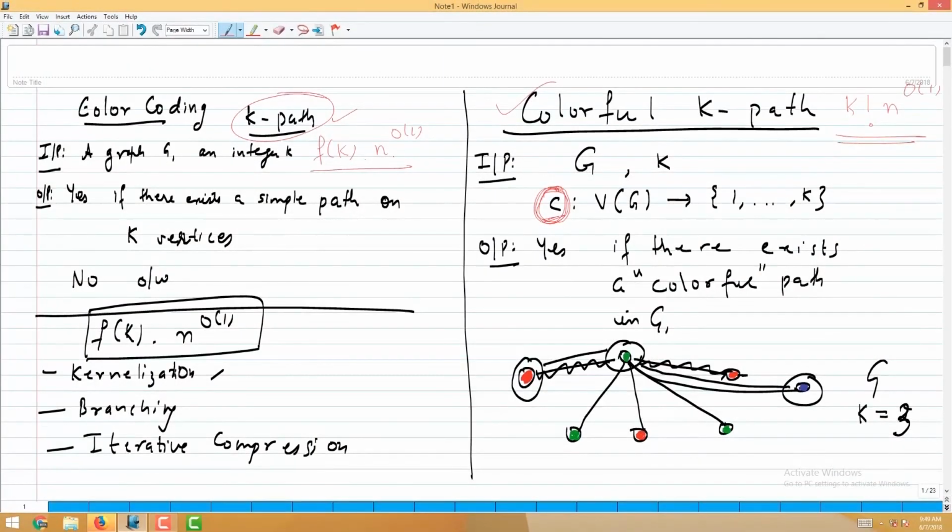So what do we want to prove? We chose a coloring uniformly at random. Basically, we want to compute the probability that if there was a k-path in G, then this coloring makes this k-path colorful. If we can compute this probability, then this is the probability with which our algorithm is correct. So if the answer was yes, then with probability at least the same as the probability with which C colors the vertices of this k-path colorful, the algorithm will output the correct answer.